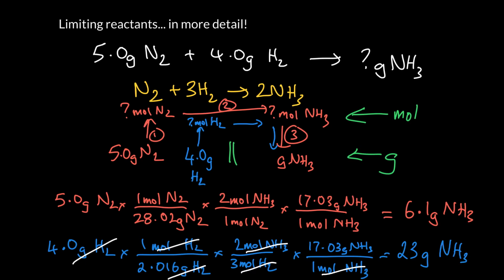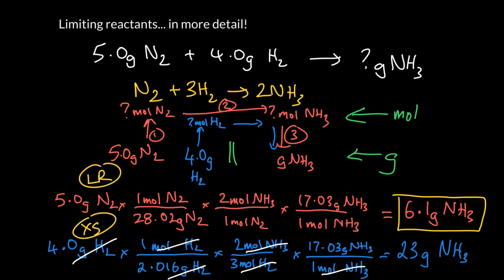So the question is, how much do we actually make? And the answer is it's always the smaller amount. Why? Because after we've made 6.1 grams of ammonia, we've used up all the nitrogen. So even though the hydrogen had the capability of making 23 grams, we ran out of the nitrogen first. It's just like the cheese slices and the bits of bread, right? Once you run out of the bread, it doesn't matter how much cheese you've got, you can't make those other sandwiches. So the nitrogen is the limiting reactant, and the hydrogen is the excess reagent.